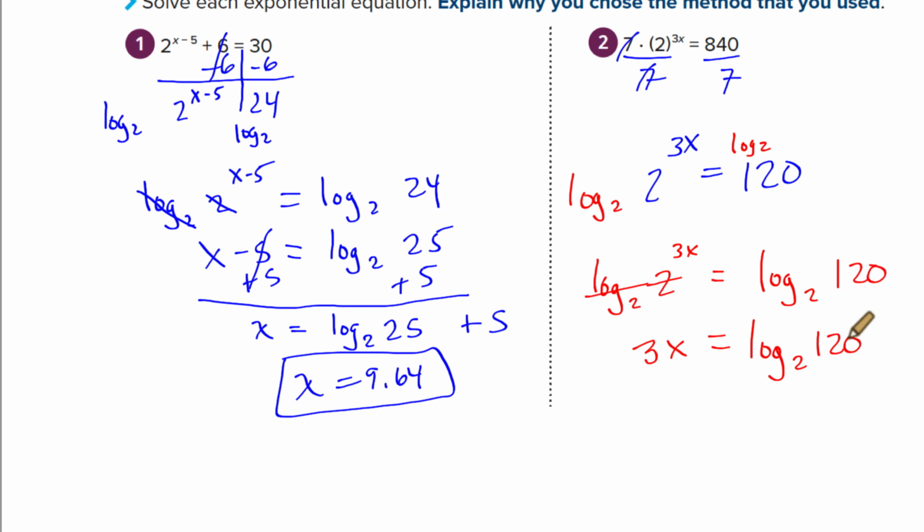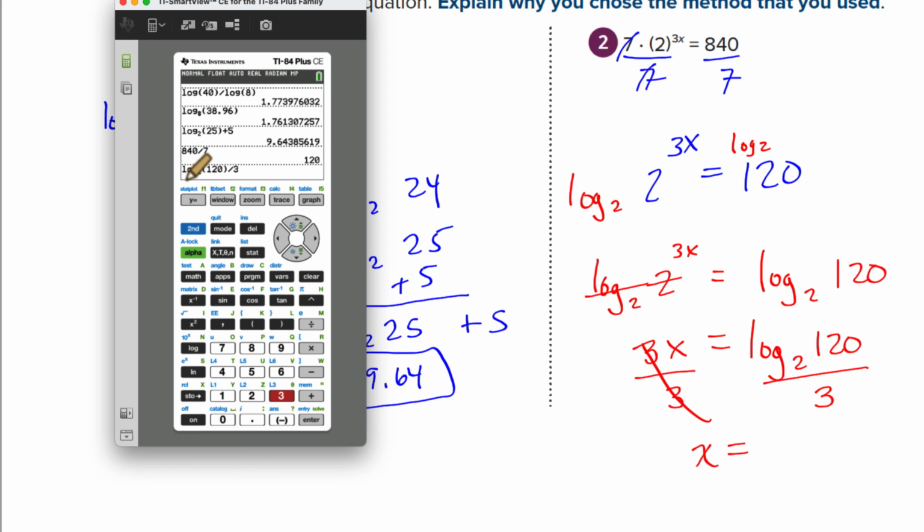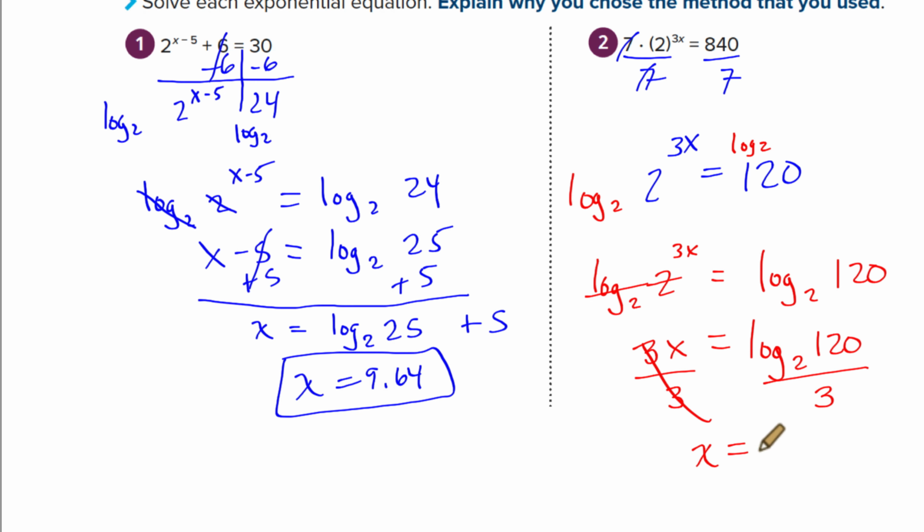Now what? Now we got to divide by 3. It's like a regular equation. It's 3x. We divide by 3. We'll get x equals log base 2 of 120 divided by 3. We can put that right in the calculator and get 2.30 on that one. 2.30. Right? So these are pretty easy because it's just opposite operations. Just like if the x was there, we would isolate the x and then solve it.